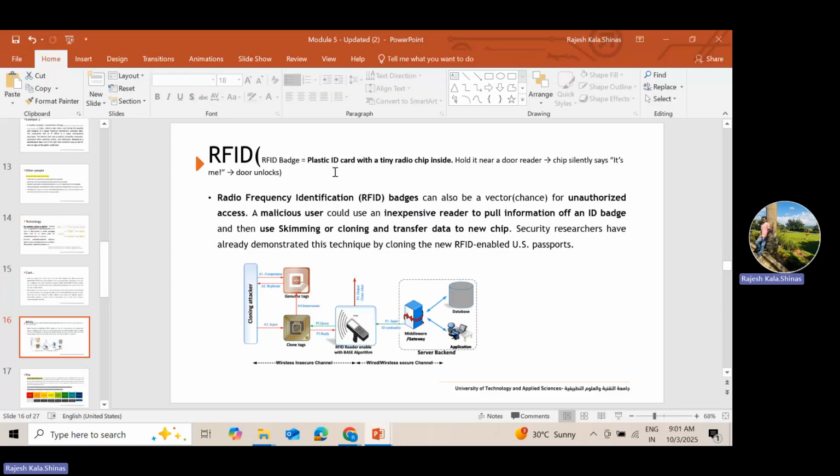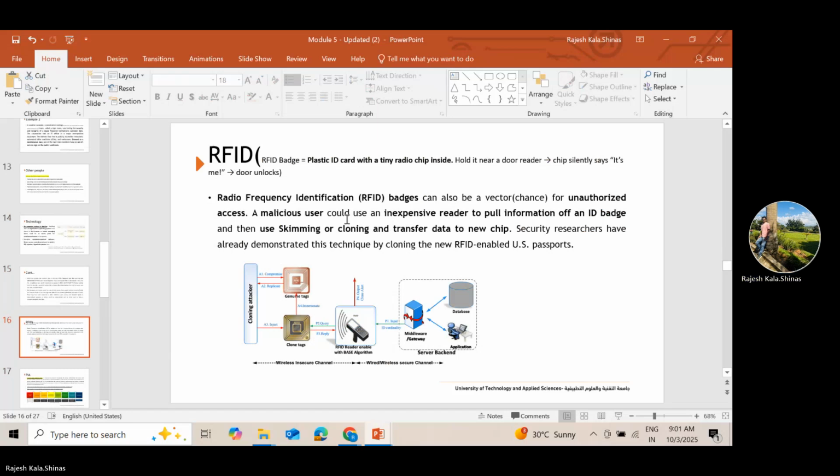So here what happens now? As the picture shows, the attacker will keep a fake RFID reader. Whenever you swipe the ID card, all the information will be collected and sent to another chip by cloning. Cloning means taking a copy of the data and storing it into another chip. Now the attacker can share this information with others, because I have a chip with all the data of the users who have scanned through this RFID reader. This is what happens in the RFID technique.